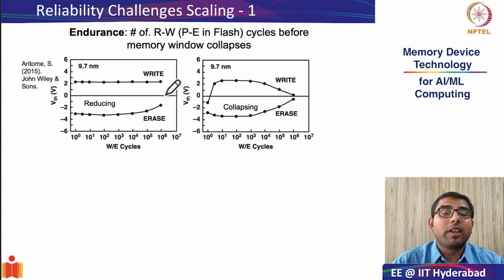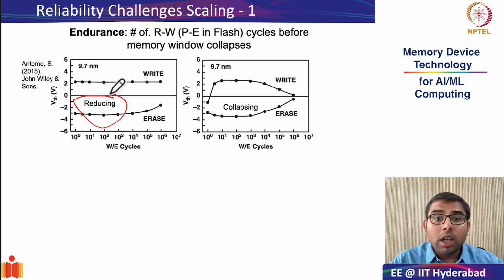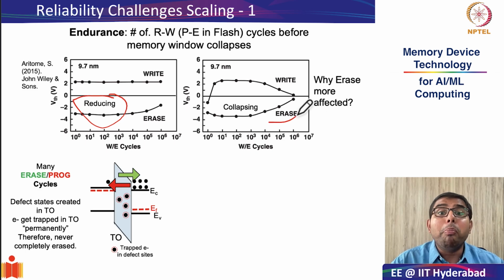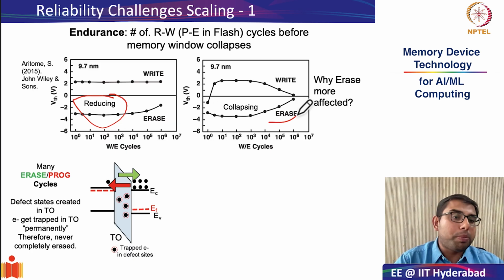In both of these graphs, what you can notice in the collapsing or reducing of the memory window is that the erase state is more adversely, or predominantly, affected. To understand why that is the case, we need to look at the microscopic mechanism. What is the microscopic mechanism which is causing an endurance problem?